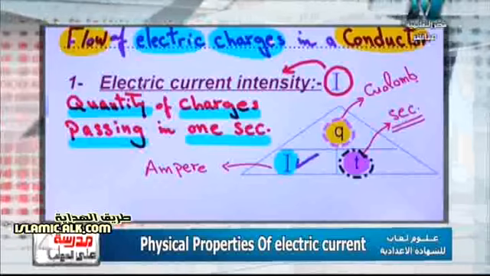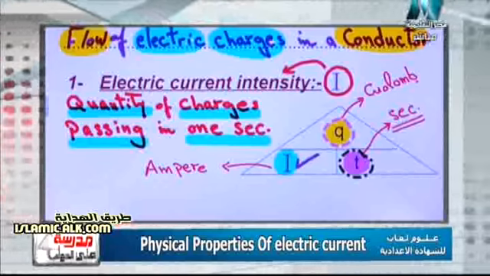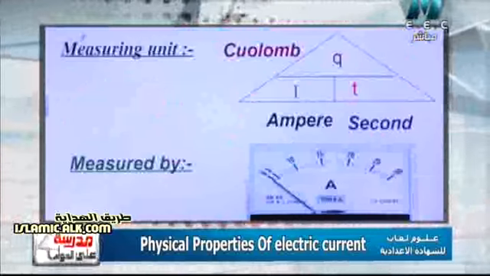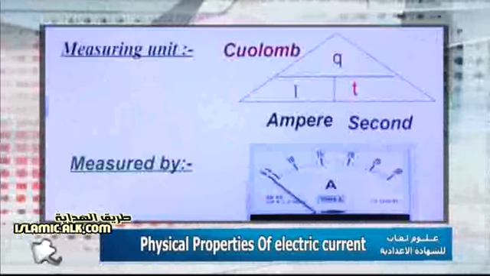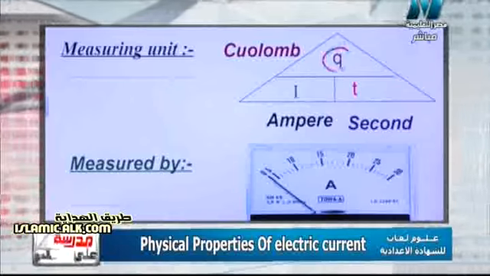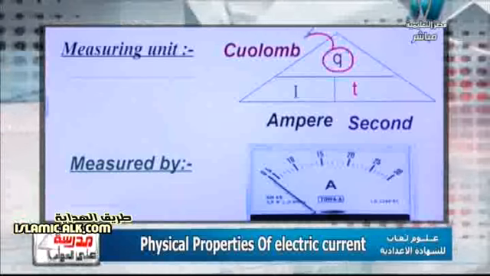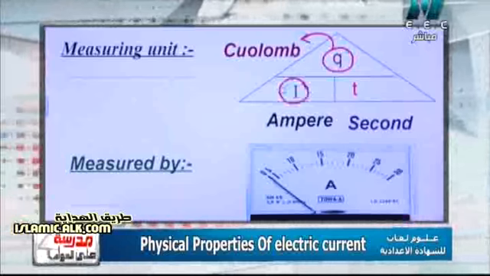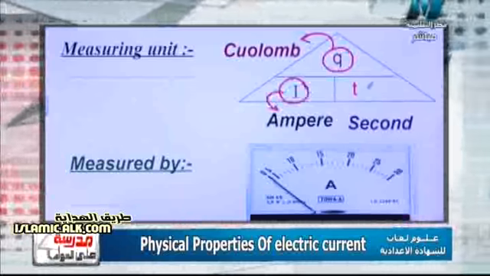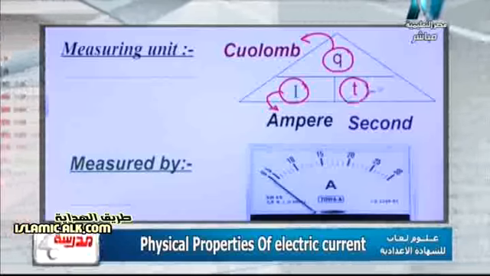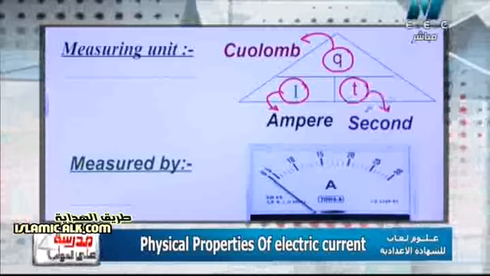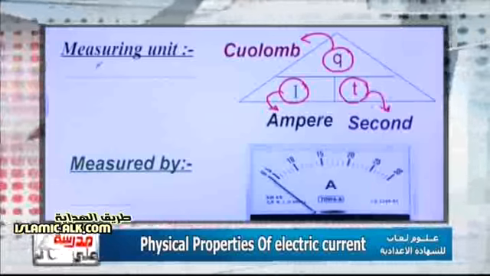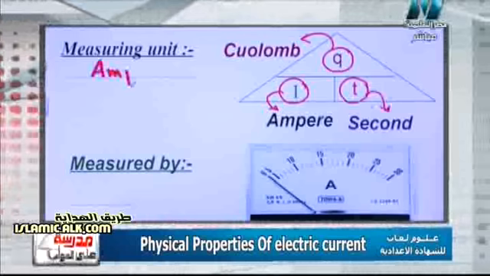Okay, so now, dear students, we know what is meant by electric current intensity: the quantity of charge passing in 1 second. The measuring unit of the quantity of charge is coulomb, the measuring unit of electric current intensity is ampere, and the measuring unit of time is second, as you see in front of you. So the measuring unit of electric current intensity is ampere.